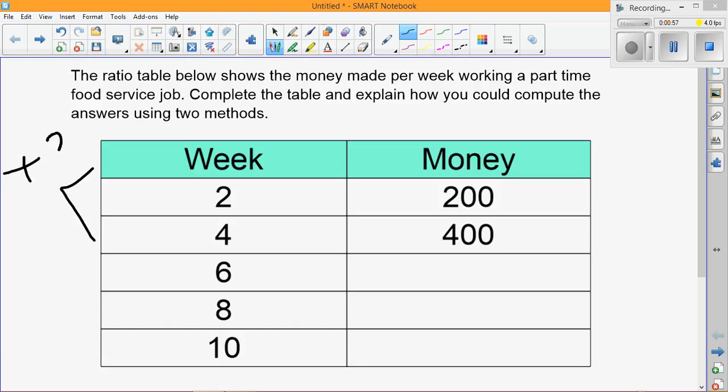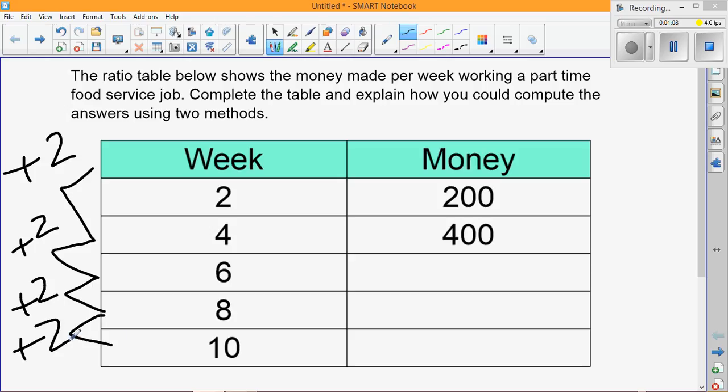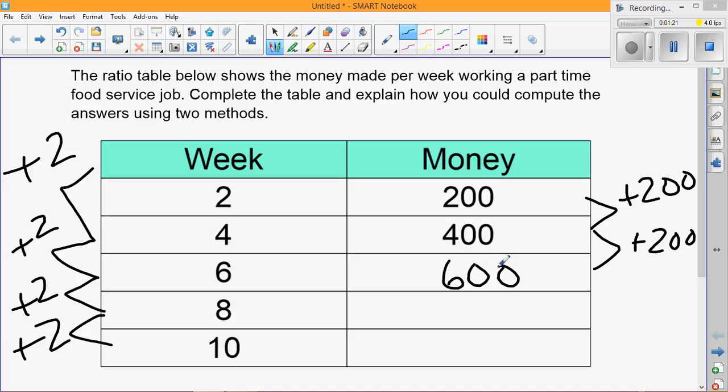Plus 2. To get from 4 to 6, we do plus 2. From 6 to 8, we plus 2. And from 8 to 10, we add 2. And this way, we're adding 200. And we would add 200 again to get the next answer. So we should get 600. And you can keep counting up by 200, 200, 400, 600, 800, 1,000.